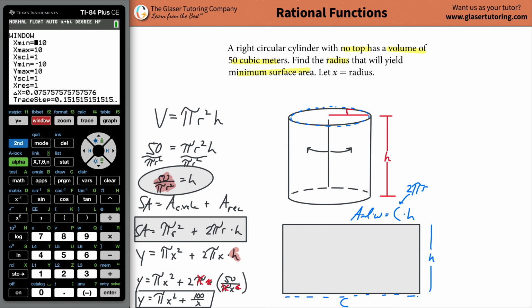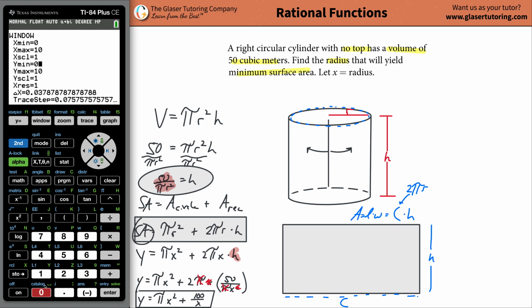So instead, what I want to do is go to your window. Your minimum x is 0 because the radius cannot be smaller than 0, and leave the max at 10 for now. The scale, meaning every tick mark, will represent 1 on your graph. Leave that alone. Now the minimum y value, remember y in this case was the surface area.